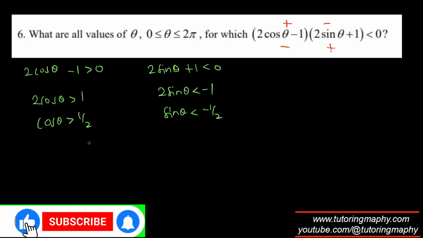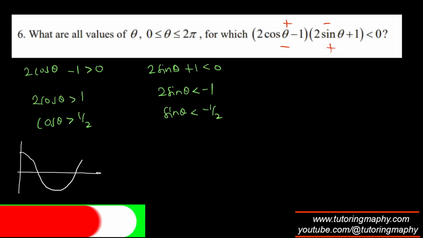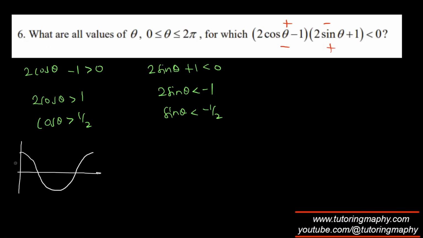If we graph the cosine curve, it's going to look something like this, and 1 over 2 is obviously somewhere over here. So I'm looking for quadrant 1 and quadrant 4 over here, because greater than 1 over 2 means quadrant 1 and quadrant 4. These are my answers. Obviously, specific values are yet to be found, but I'm trying to see if I can eliminate some regions smartly.